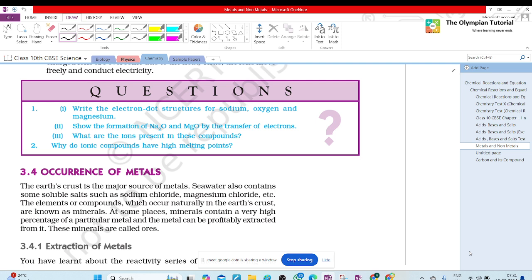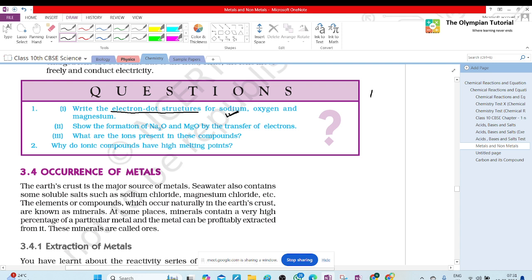Electron dot structure means you have to show the valence electrons of sodium, oxygen, and magnesium. So, I have to write it down now. You can write it down. Firstly, sodium.